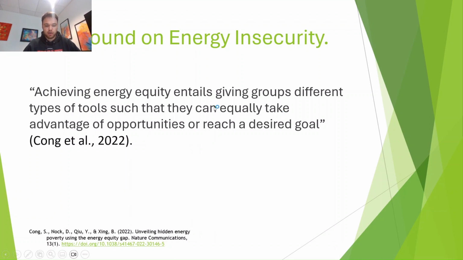Addressing this energy equity would mean finding solutions that can be tailor-made to these people that are of the less fortunate, and help to actually solve this problem for them, to ensure that they have the ability to meet these energy needs, to improve their quality of life. And this was just a quote that gives a little bit more info from someone. Giving groups different types of tools such that they can equally take advantage of opportunities or reach desired goals, just kind of the whole brief overview of energy insecurity. And it's just a way that we want to help people that are less fortunate.